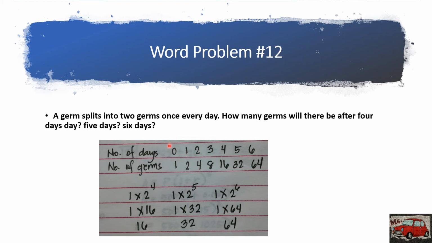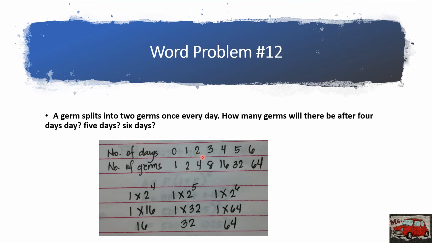Alright? So, gamitin natin yung table. So, in 0 day, so since isa lang naman yung germ, okay? So, kada araw siyang na-split, diba? So, sa unang araw, na-split yung isa, naging 2.